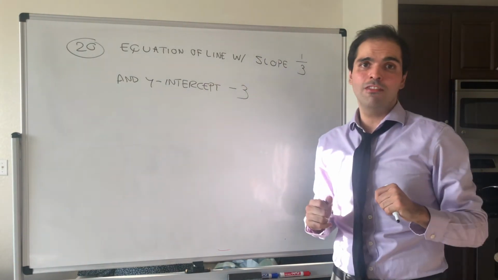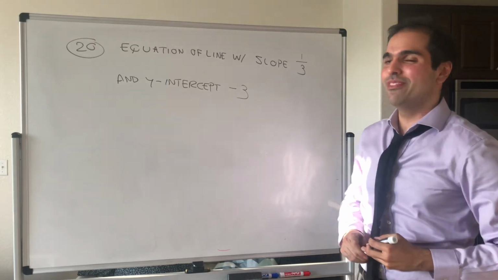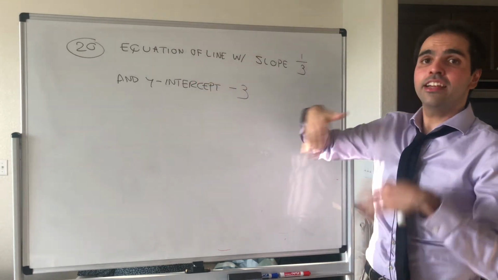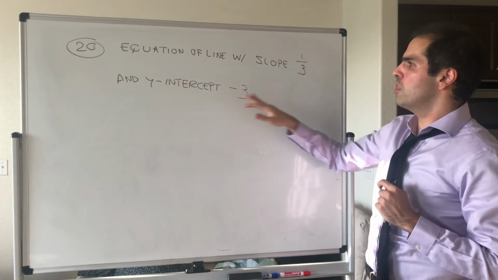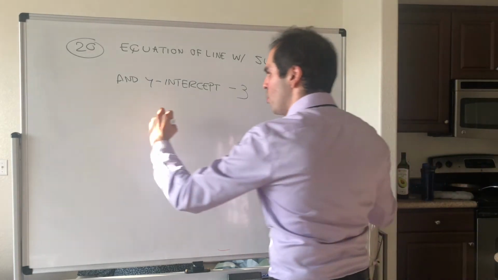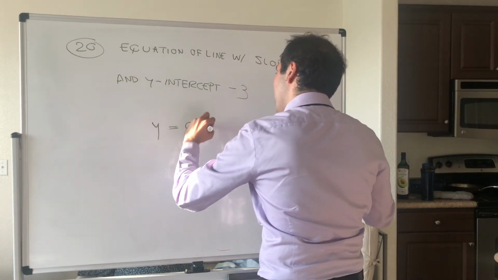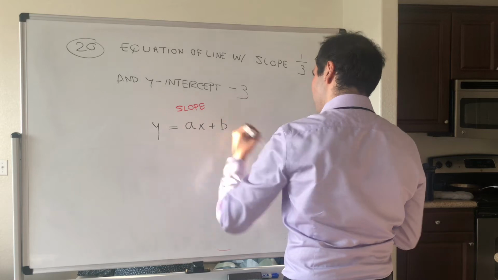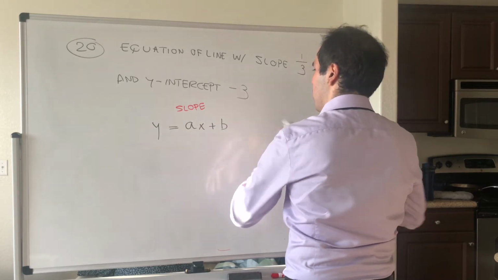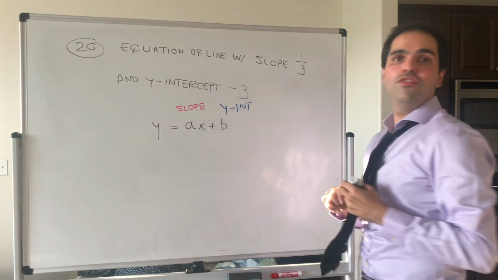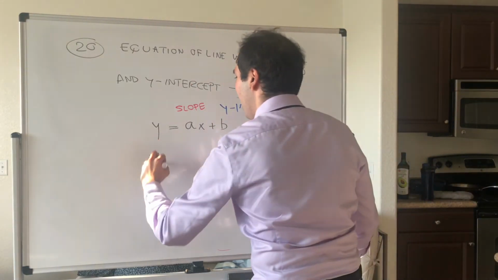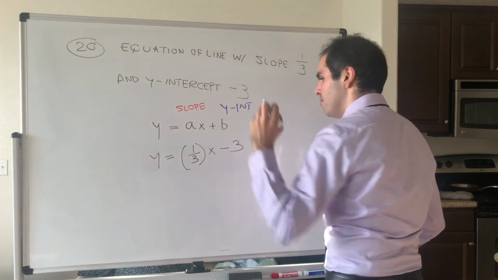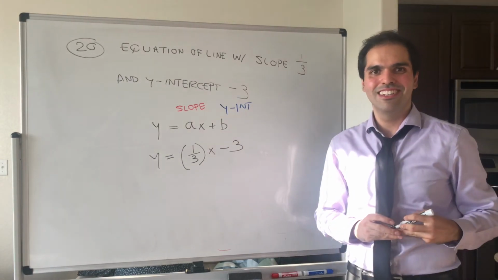In my opinion, one of the easiest questions of this extreme algebra round. So the equation of a line in slope-intercept form with slope 1/3 and y-intercept minus 3. So what is the slope-intercept form? It's y equals ax plus b, where a is the slope and b is the y-intercept. And here we give you both of them, so that's kind of nice. So the slope is 1/3, and the y-intercept is minus 3. So the answer is 1/3 x minus 3. Not bad, huh?